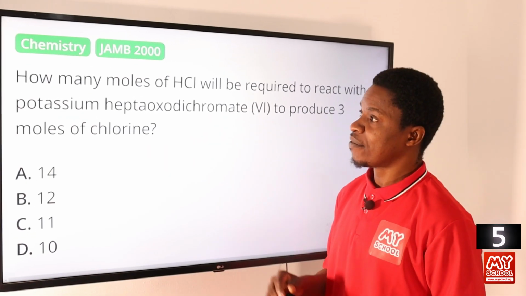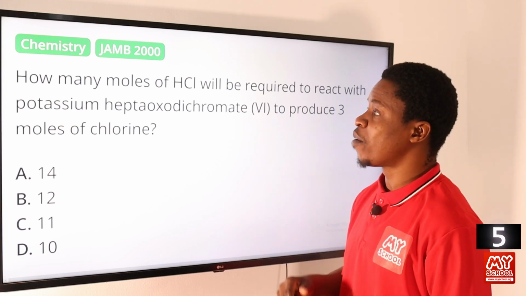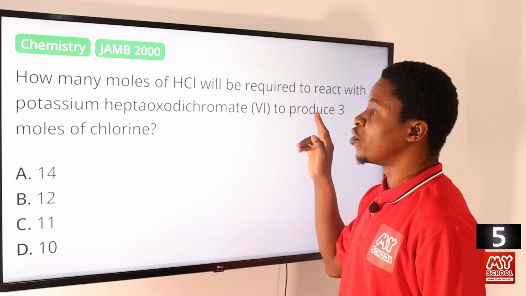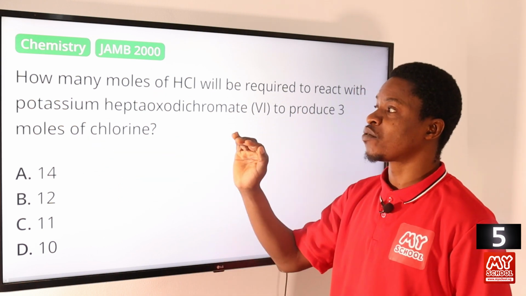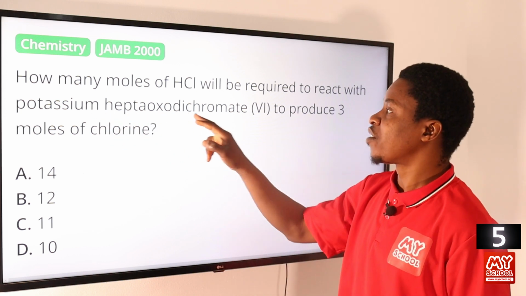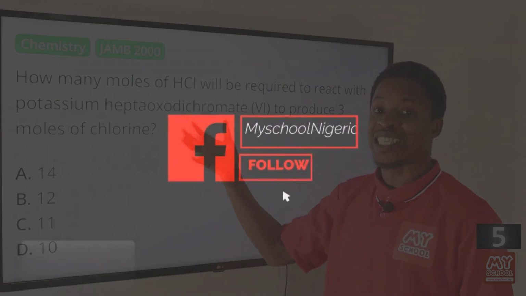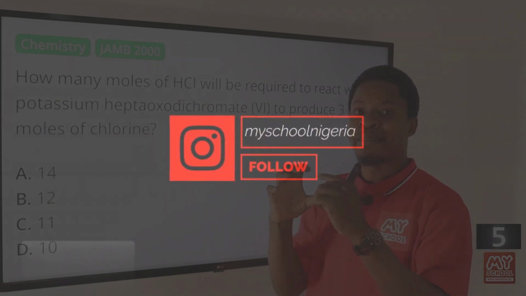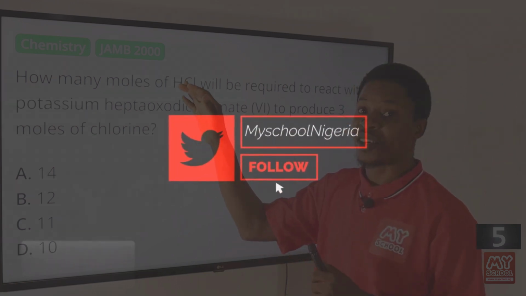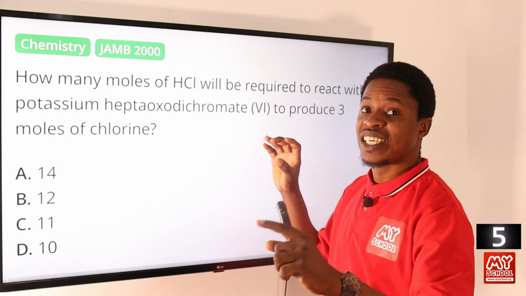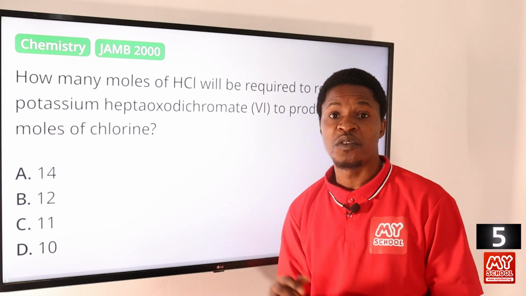Now, question number 5. How many moles of hydrochloric acid, HCl, will be required to react with potassium heptaoxodichromate(VI) to produce 3 moles of chlorine? So the reaction is between potassium heptaoxodichromate(VI) and HCl. What the examiner requires of you is just to write a balanced chemical equation of the reaction between this and this, so that you have the products, then you balance it, so you know the number of moles of HCl that will be required. So let's move over to the board now.